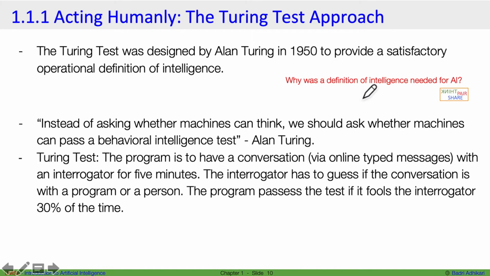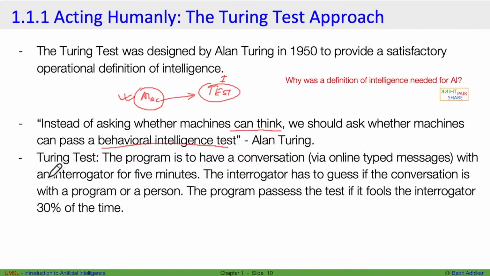So Alan Turing proposed that instead of asking whether machines can think or not, we should ask whether machines can pass a behavioral intelligence test. So instead of arguing whether machines can think or they are actually doing what humans are doing, he said we should design a test such that we put the machine through the test, and if the machine passes this intelligence test, then we say that the machine is also acting humanly or intelligent.